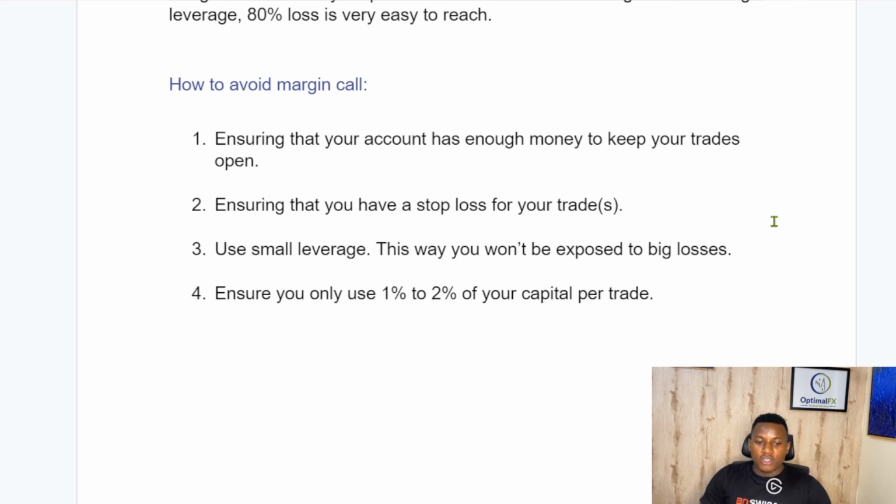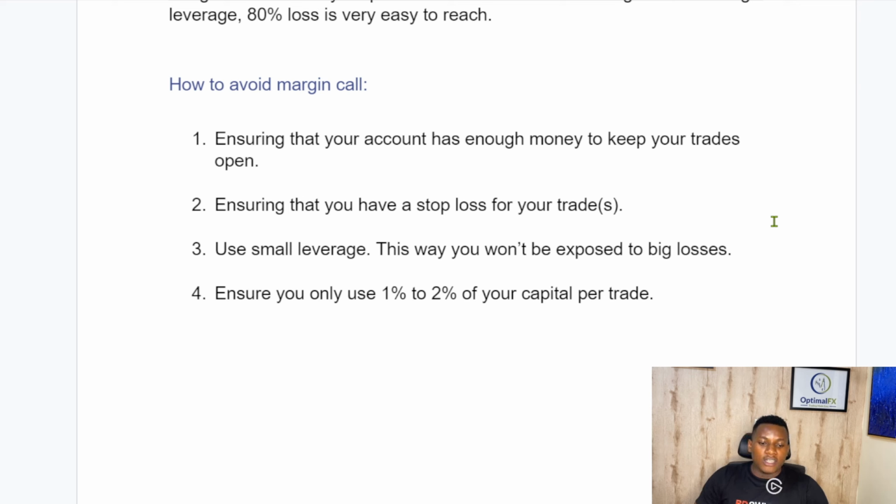Number 3, use a lower leverage. This way you won't be exposed to big losses. You see, the higher the leverage, the bigger the risk. The lower the leverage, the smaller the risk.